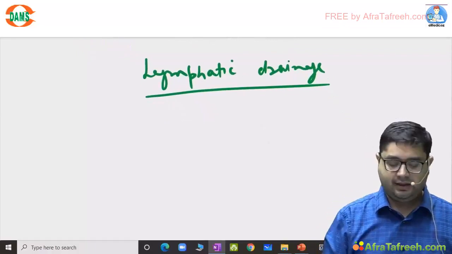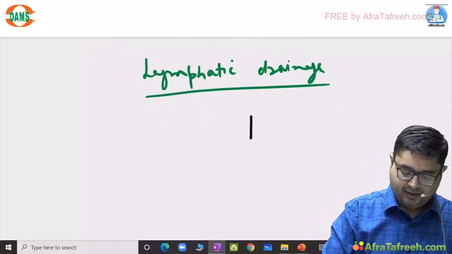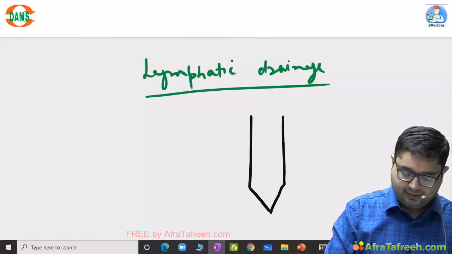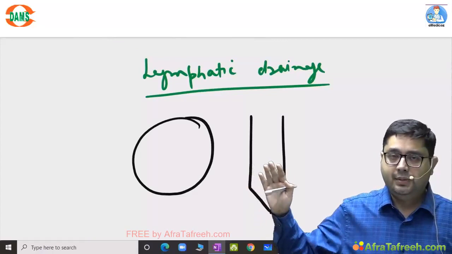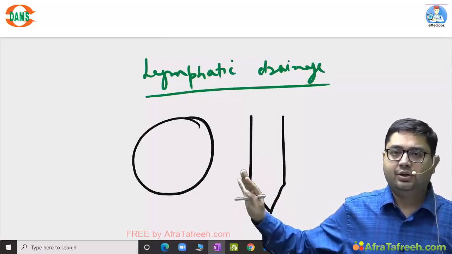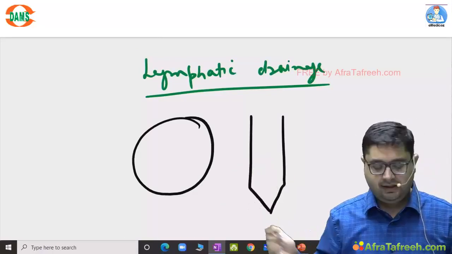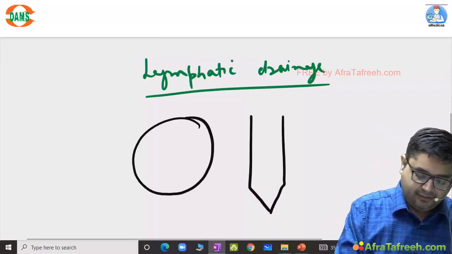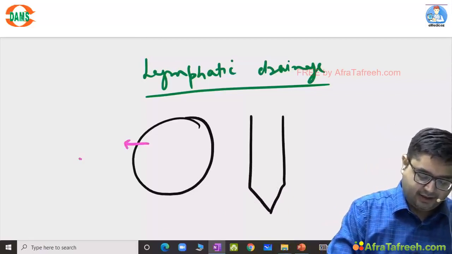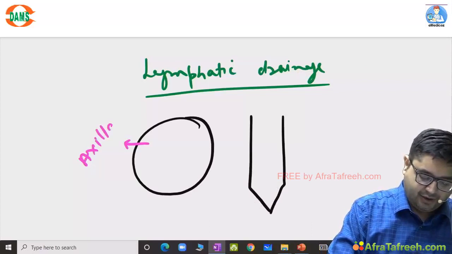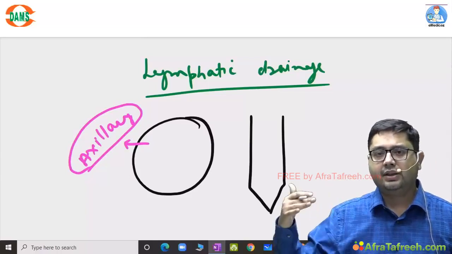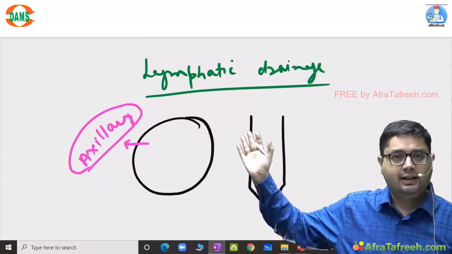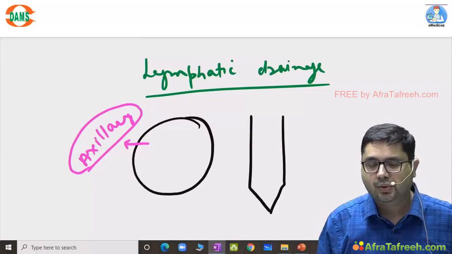For example, here in the breast tissue, we can say that this is the sternum, this is the breast tissue, and the major artery which was supplying the blood to the breast was the axillary artery. So here we can say the lymph will be going to the axillary lymph nodes only. So the major lymph will be going to the axillary lymph node. In the axillary lymph node we further have anterior, posterior, central, apical. All those lymph nodes belong to the axillary group only.